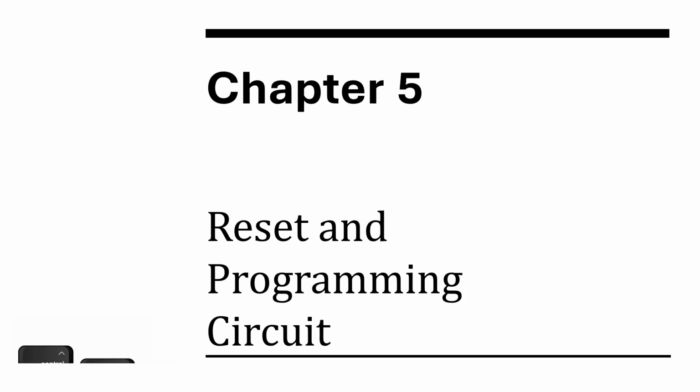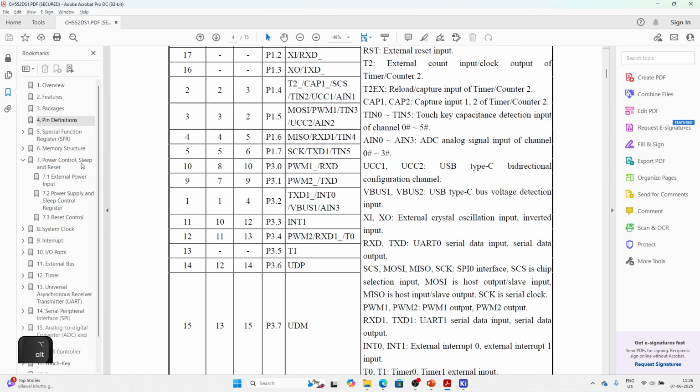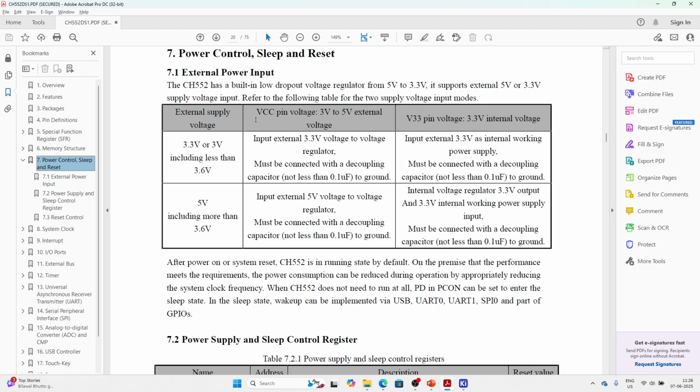Welcome to chapter 5. In chapter 4, we just closed about how data is transferred from USB to the microcontroller and what its requirements are. In chapter 5, we'll see what the reset and programming circuit requirements are. So going back to the microcontroller data sheet, reset. Yep, here is reset.